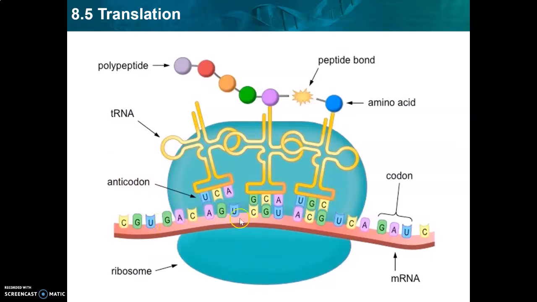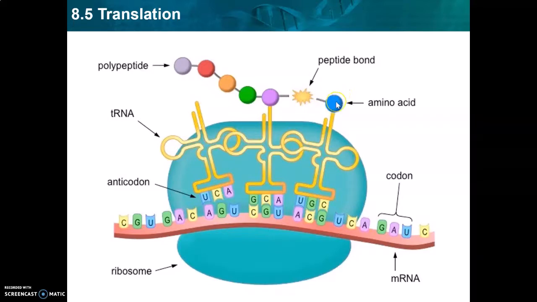We have the mRNA strand, which is the message that came from the nucleus. That's being read by the ribosome, this large teal structure here. And when it reads this group of 3 bases, each group of 3 bases on mRNA, we call that a codon. Each codon is complementary to an anticodon on the tRNA molecule. Remember, tRNA is bringing with it an amino acid to the ribosome. That's how the amino acids get there.